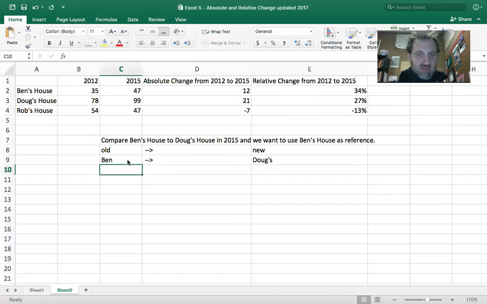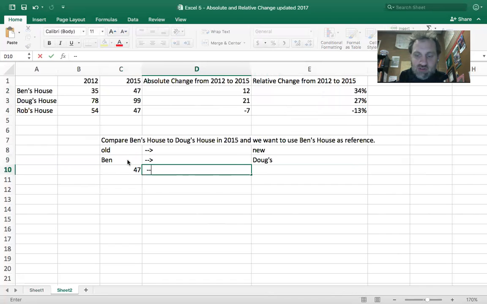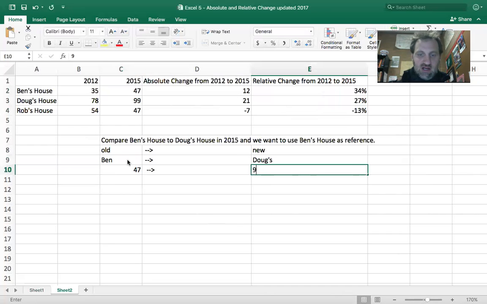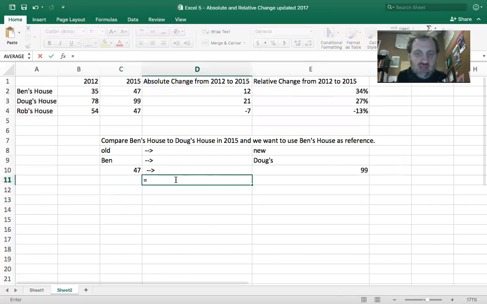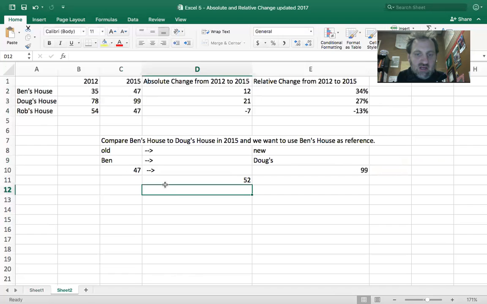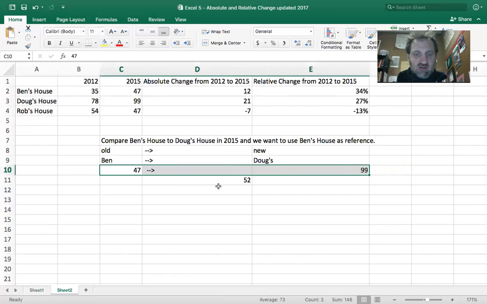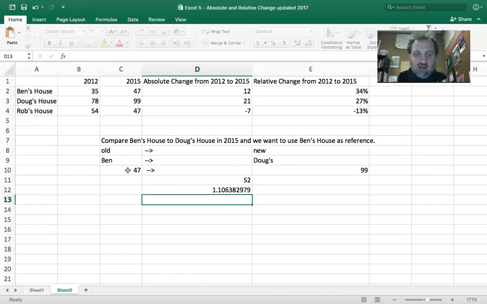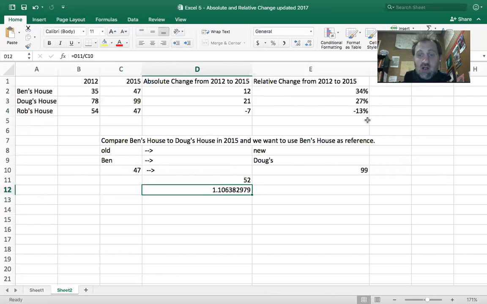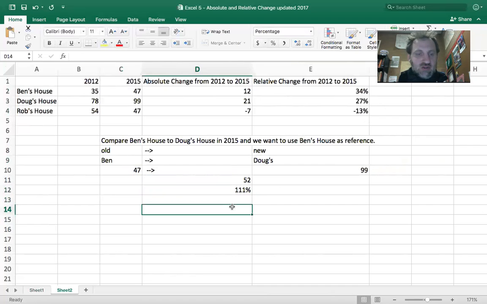Now I can put in numbers. Ben's house in 2015 is 47, and I'm going to 99. Okay, so now I'm ready to do my calculation. Absolute change is new minus old, and I can verify that that indeed should be an increase, so it should be a positive number. That's good. And I can look at the absolute change divided by where I started, and I can get my relative change. And again, I'll probably report that as a percentage.